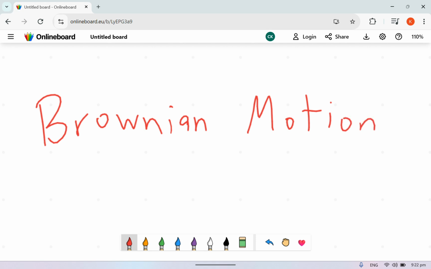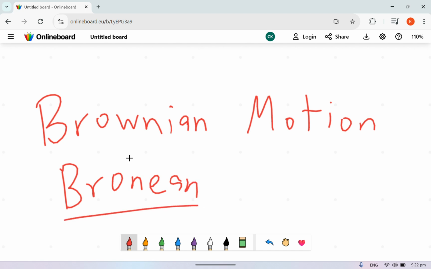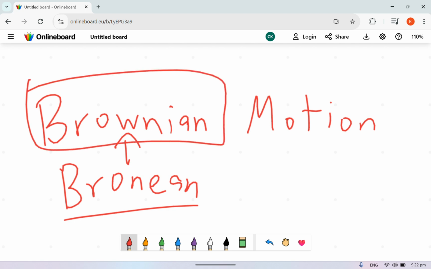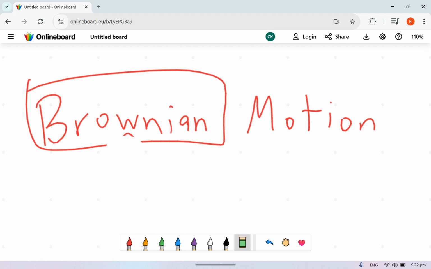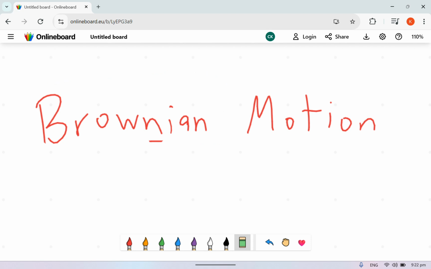Okay, Brownian motion is not spelled like this. I don't know how you spell it, okay, but no, it's like this. Brownian motion. Last time I also pronounced it wrongly, I got it wrong, alright? So what exactly is Brownian motion? Why does it cause these particles to be floating around when you shine a torch? Let's dive into the world of Brownian motion.